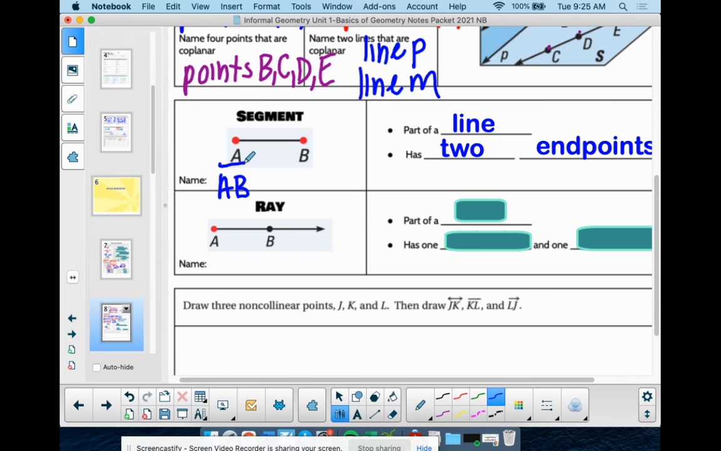Or you could call it the other way, BA. Segment BA. The order of those two doesn't matter. As long as you use the endpoints, it doesn't matter if you use B first or A. Both are good answers.